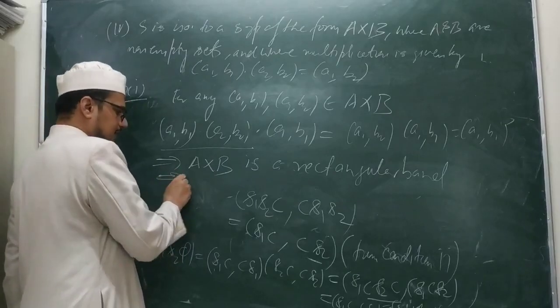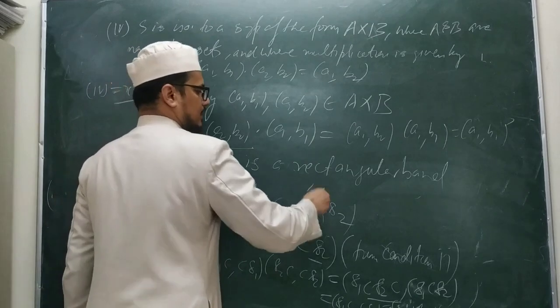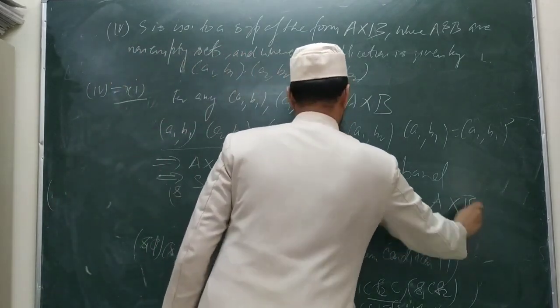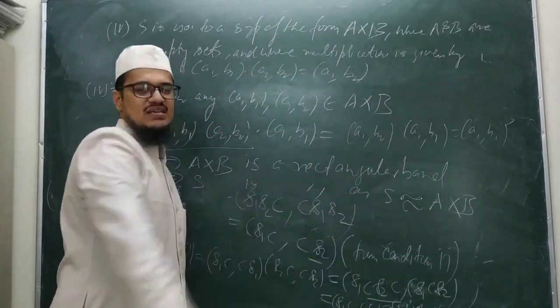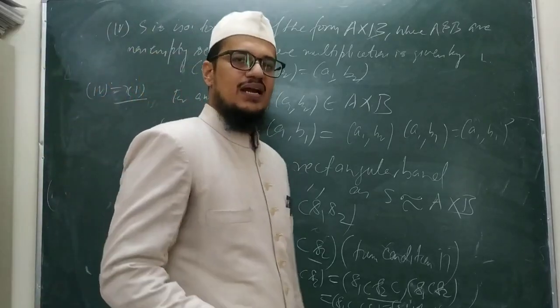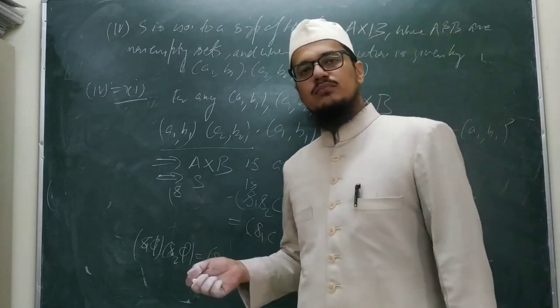It implies that S is a rectangular band, as S is isomorphic to A cross B. So in this way we have proved first implies second, second implies third, third implies fourth, fourth implies one, and this whole theorem in this way is proved.